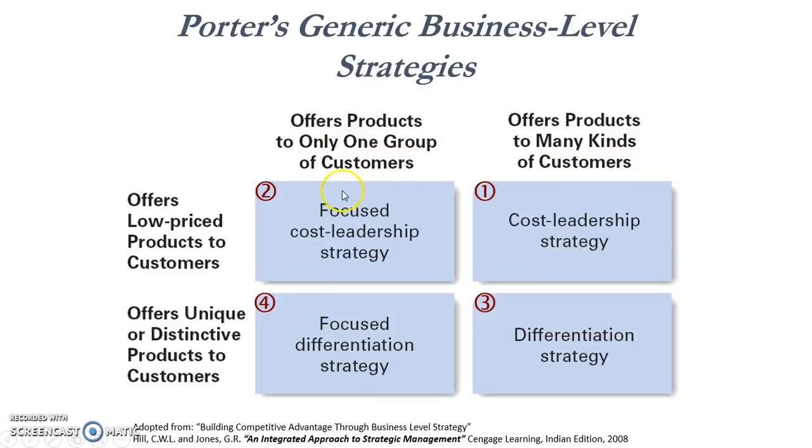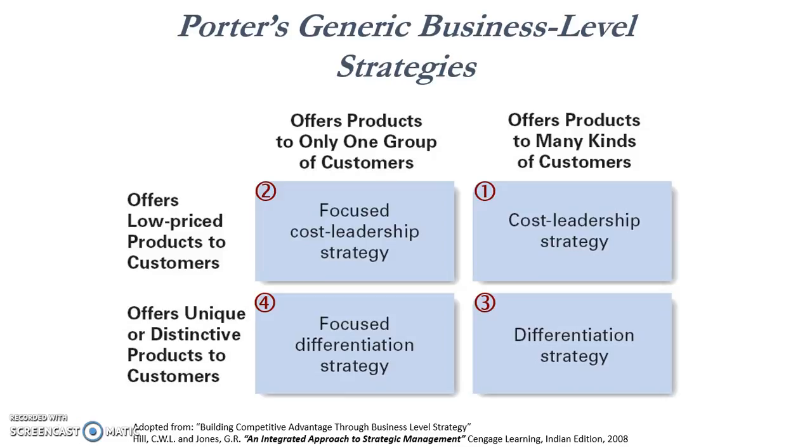So based on that, again we can see that a low price product offered to a niche segment is focused cost leadership. The same offered to a mass customer base is called cost leadership strategy. And on the other side, a unique or distinctive product when offered to large masses over here is a differentiation strategy, and when they move towards a niche, it may be termed as a focused differentiation strategy.